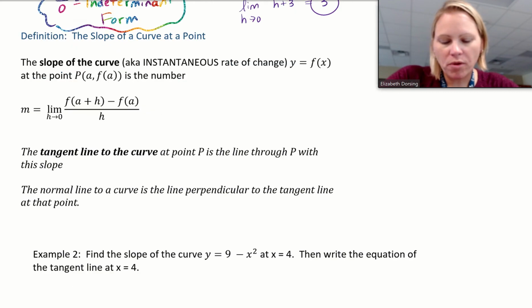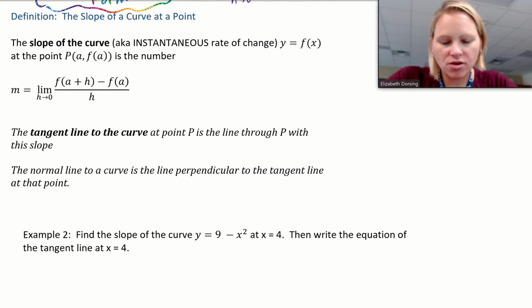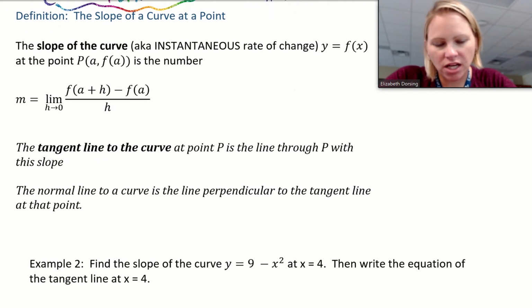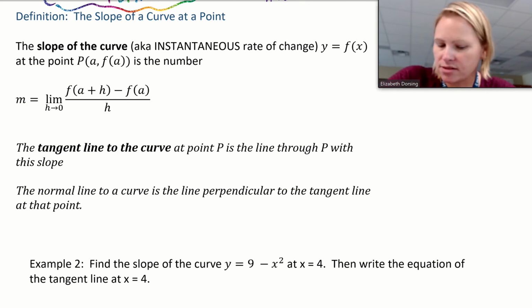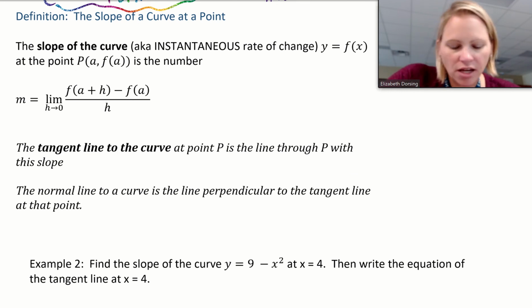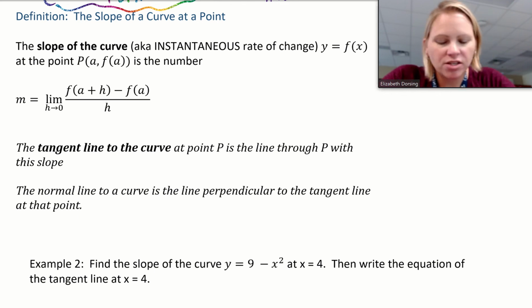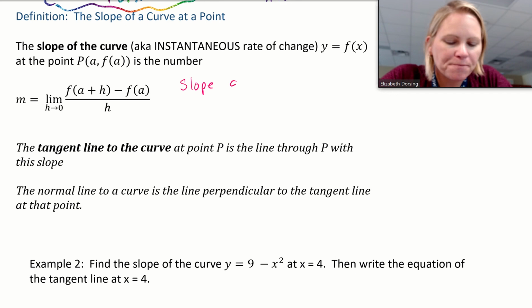So let's talk about this. The slope of a curve, otherwise known as the instantaneous rate of change, is found by evaluating this limit. And this is what we just did. This is no surprise. The tangent line to the curve at point P is the line through P with this slope. So, let's reiterate this. This is the slope of the tangent line.